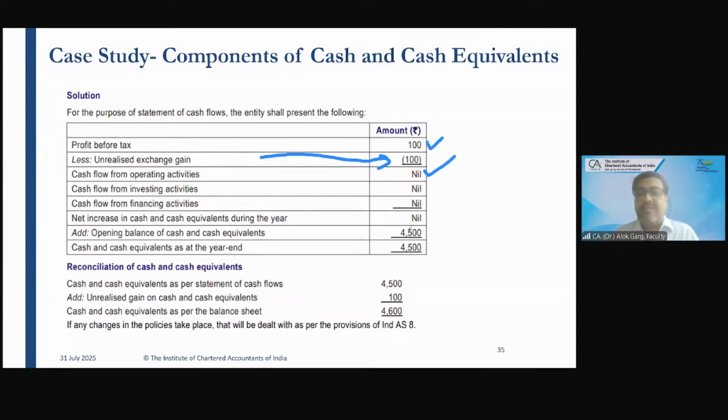What is your opening balance of cash and cash equivalent? 4,500. Closing will be 4,500, right? And what is your reconciliation? Cash and cash equivalent as per statement of cash flow 4,500. This unrealized gain is 100, and this is your cash and cash equivalent as per balance sheet 4,600. This is what we have discussed. So this kind of reconciliation is required as a footnote of the cash flow statement.